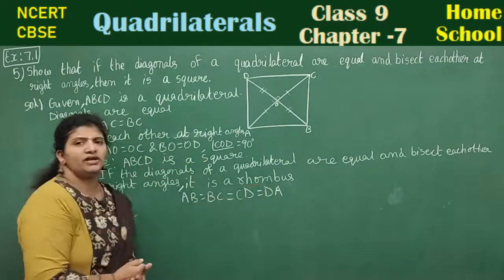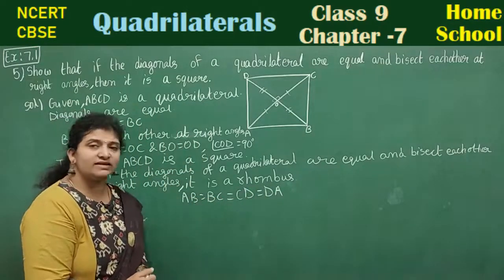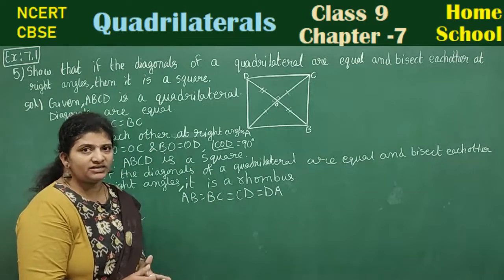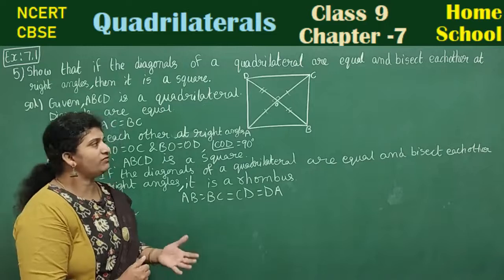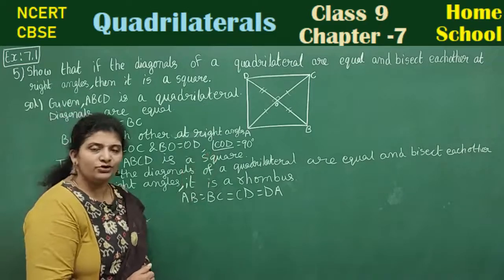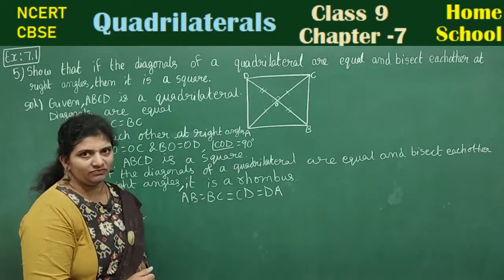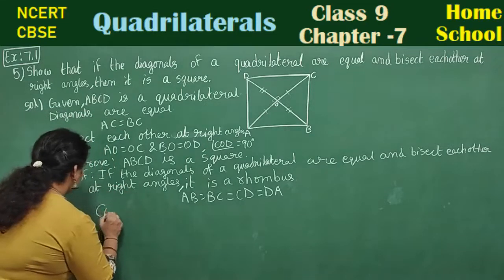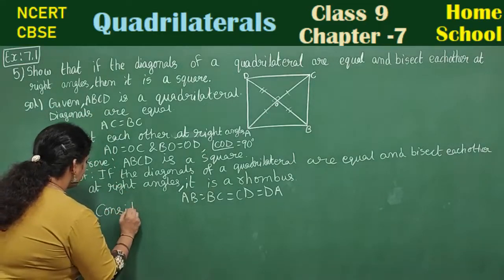Then immediately you may remember, ma'am, all sides are equal, we can say it is a square. No. All sides are equal, it might be a square. We need to prove it. How can we prove any angle? You prove it as 90 degrees. Right? So for that we are going to consider two triangles.